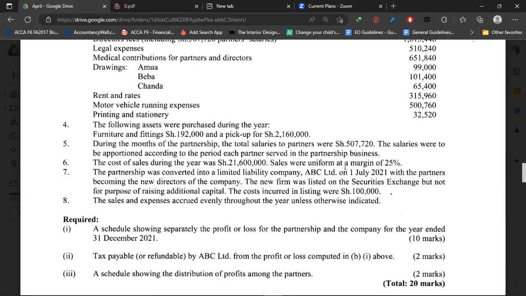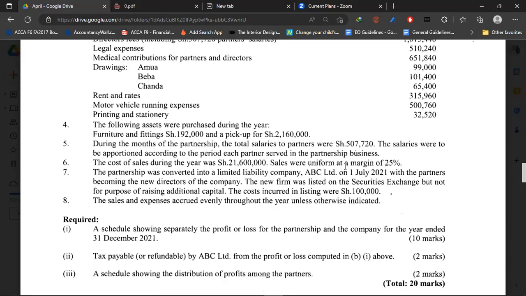We have additional information number 5. During the months of the partnership, the total salaries to partners were 507,720 shillings. The salaries were to be apportioned according to the period each partner served in the partnership business. 6. The cost of sales during the year was 21.6 million. Sales were uniform at a margin of 25%.